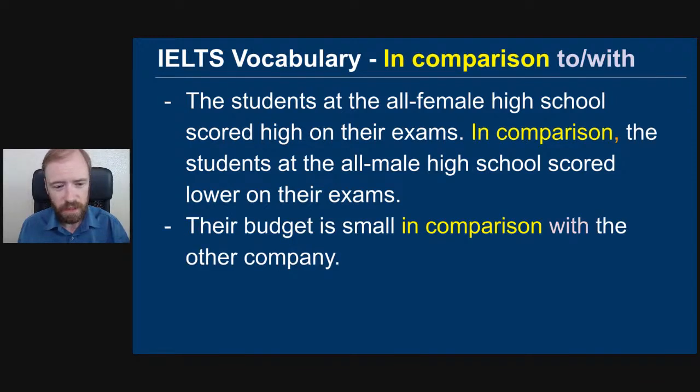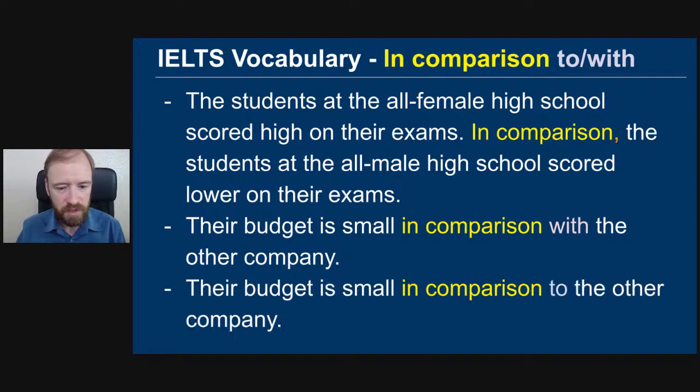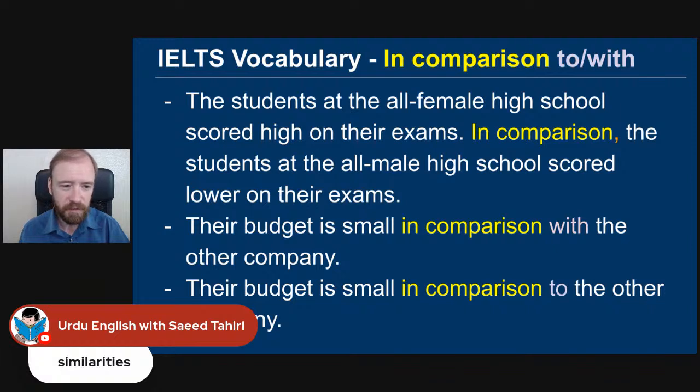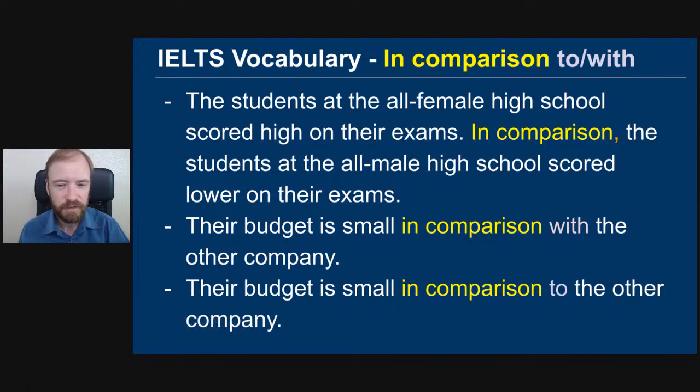Their budget is small in comparison with the other company. So we're comparing two companies, they're different, and their budget is small. Their budget is small in comparison to the other company. So again, in comparison with, in comparison to, both of those work. Not similarities, there's still differences. In this lesson, we're not saying they're the same. We are always comparing, and there's a difference.